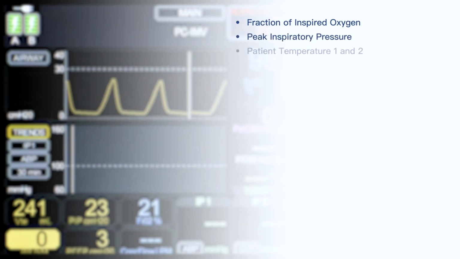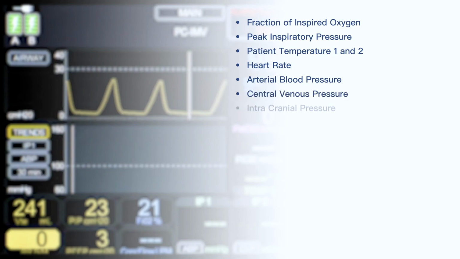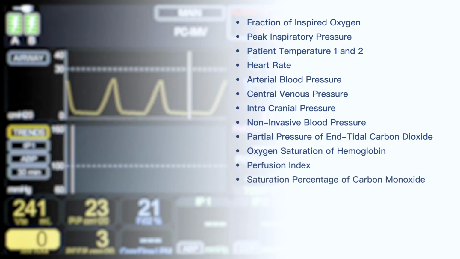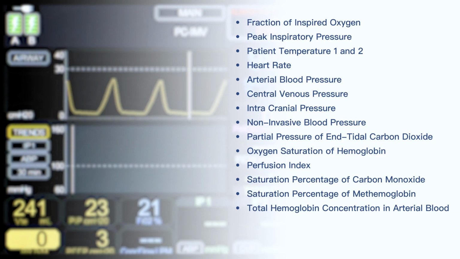Available trends are fraction of inspired oxygen, peak inspiratory pressure, patient temperature 1 and 2, heart rate, arterial blood pressure, central venous pressure, intracranial pressure, non-invasive blood pressure, partial pressure of end-tidal carbon dioxide, oxygen saturation of hemoglobin, perfusion index, saturation percentage of carbon monoxide, saturation percentage of methemoglobin, total hemoglobin concentration in arterial blood, total oxygen content, and pleth variability index.